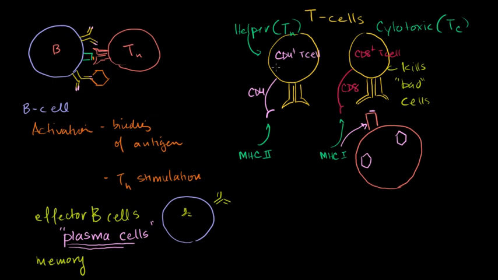While helper T cells are attracted to professional antigen-presenting cells. I always draw a dendritic cell right here, because those are the best antigen-presenting cells. They have MHC2 complexes, and it has digested some antigen and presents it right there. And that activates the helper T cell. Once they're activated, all of these guys start differentiating into effector and memory cells.